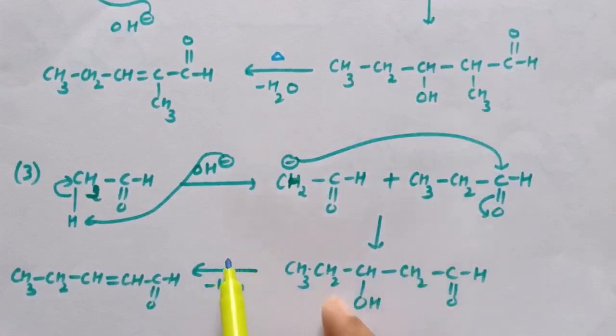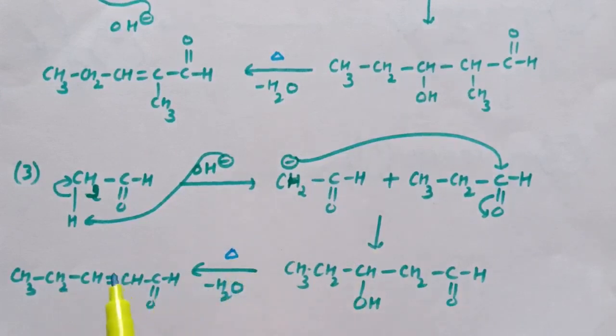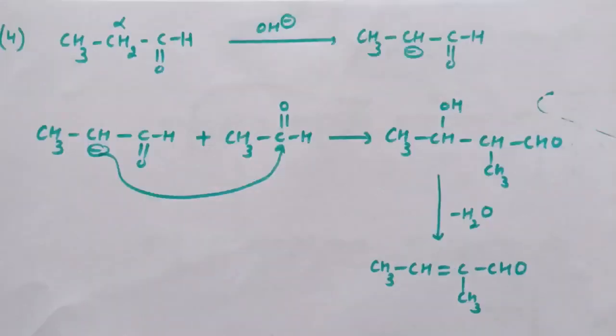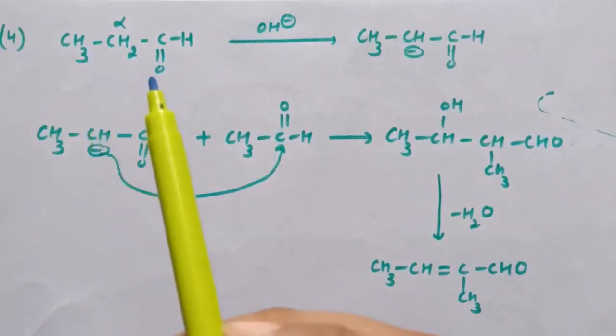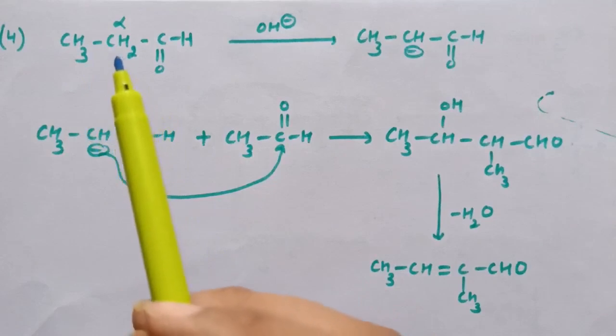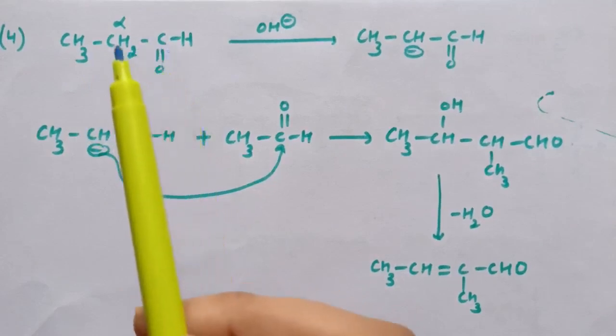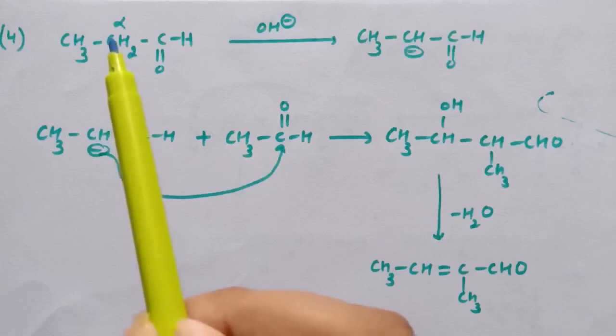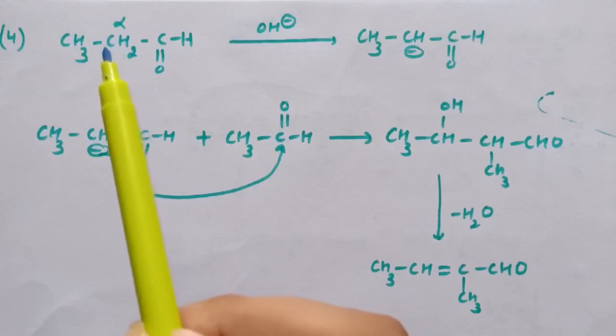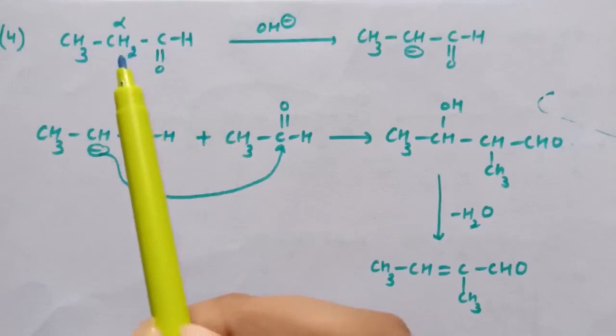On heating, a water molecule will be lost, and here this aldol condensation product is formed. This double bond and this carbonyl group both are in conjugation with each other. Now the fourth product is abstraction of a proton from propanal and then attack on the ethanal molecule. So here this carbon is alpha carbon and the hydrogen atoms attached to this alpha carbon are alpha hydrogens. So in propanal there are two alpha hydrogens.